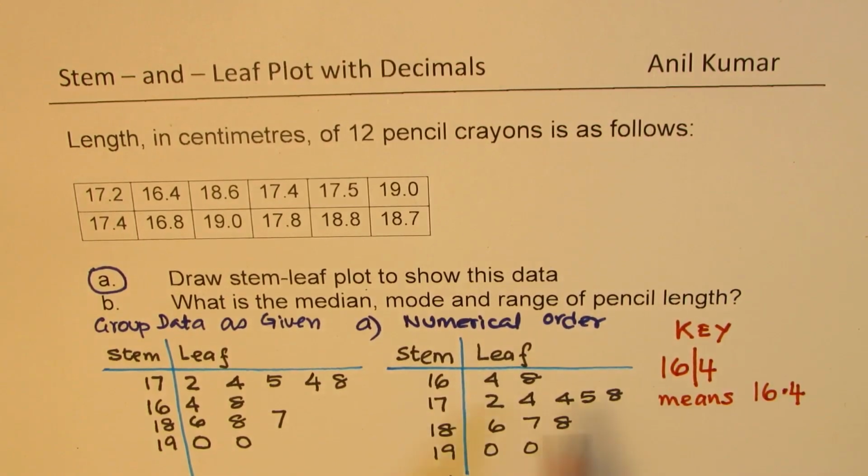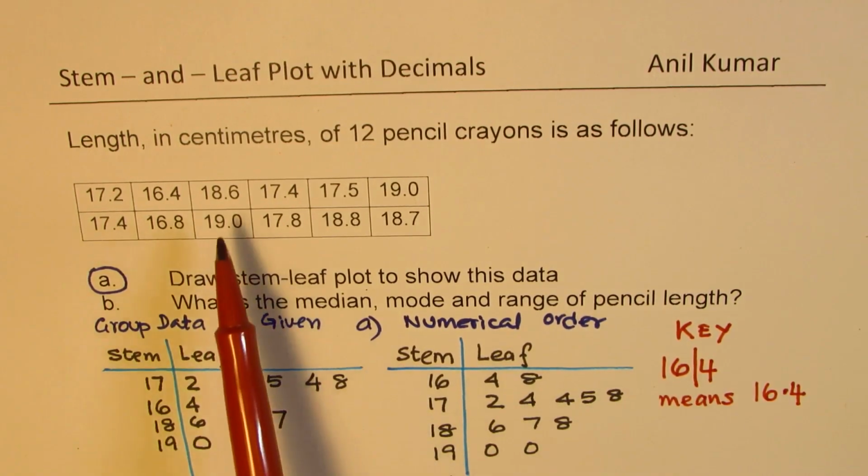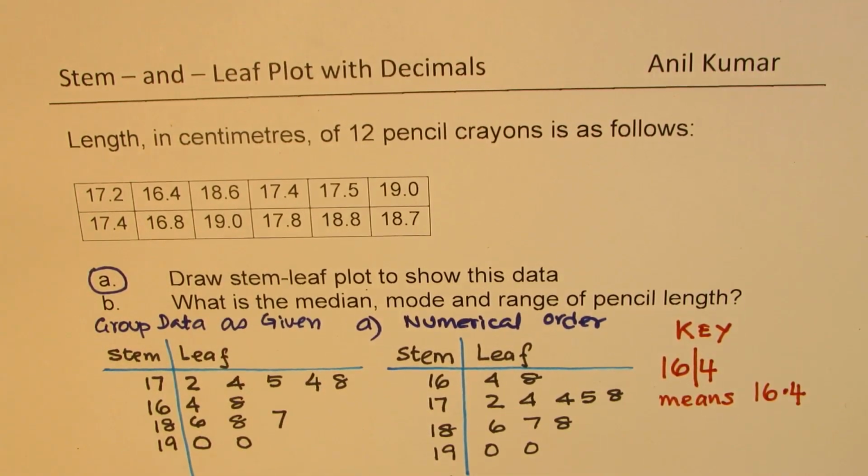So that is how you can read the data. If you do not include a key, then you are actually not representing the data given in the question. So it is the important part which sometimes is forgotten. So that will be a huge mistake, right? I hope that part is absolutely clear, right? So that answers your first question, which is to draw a stem and leaf plot to show this data.